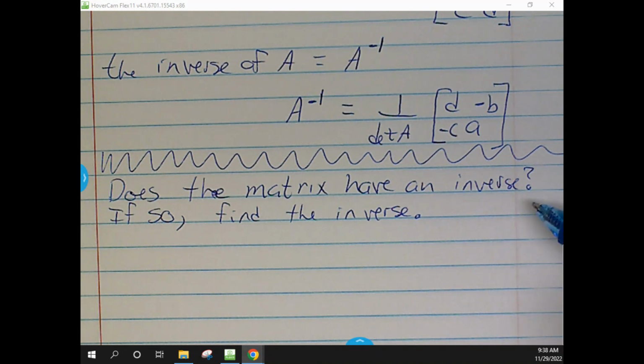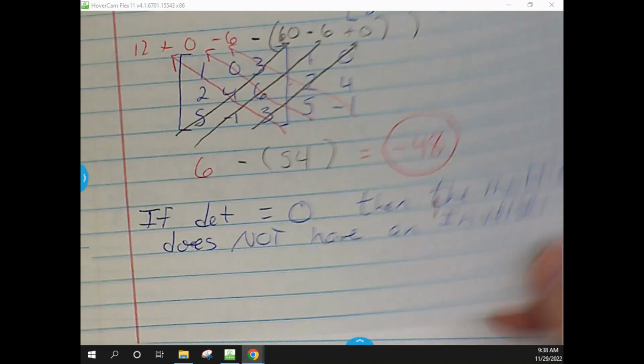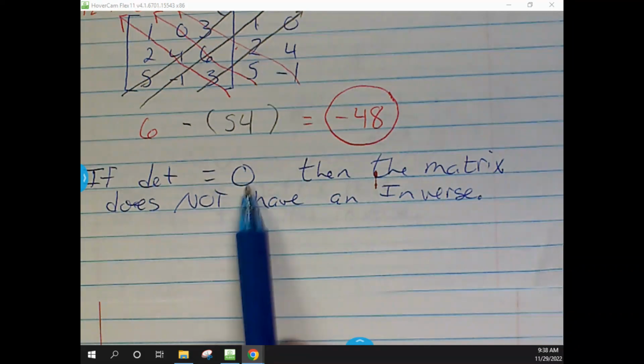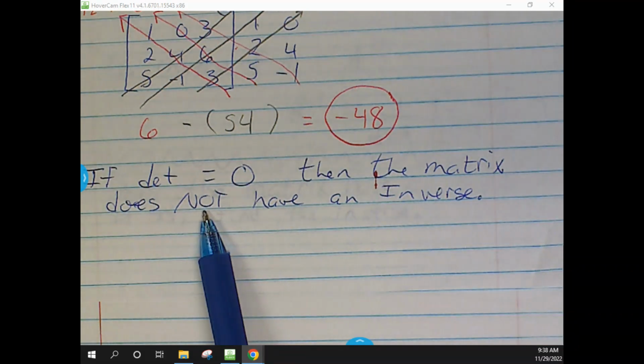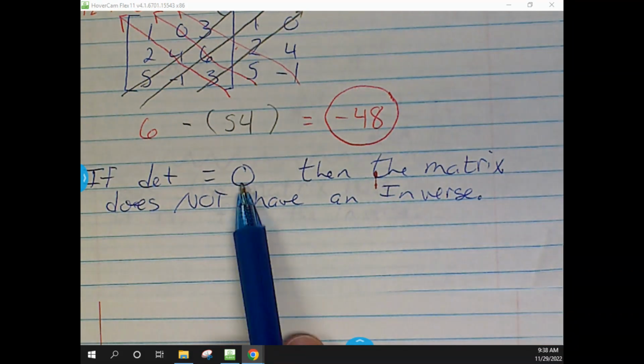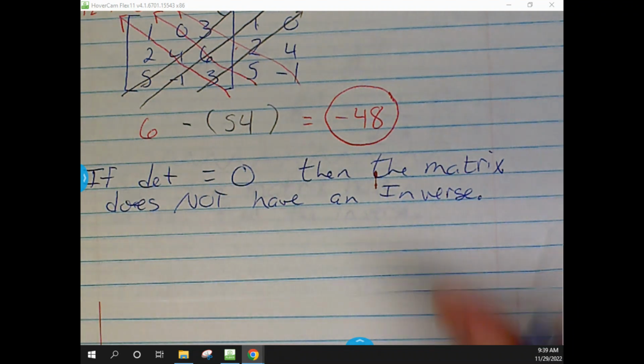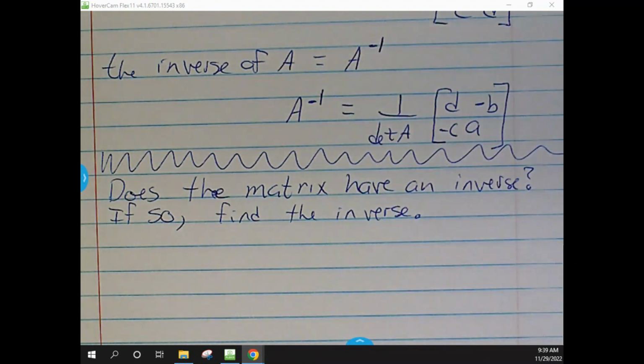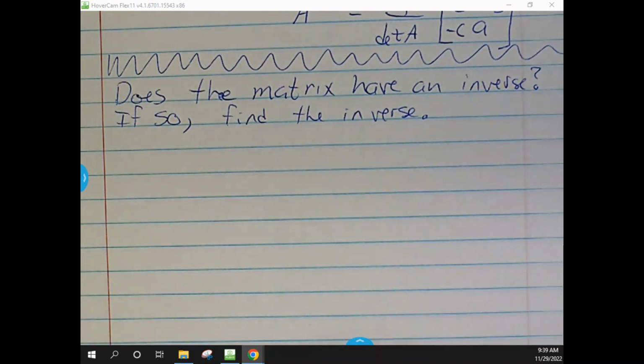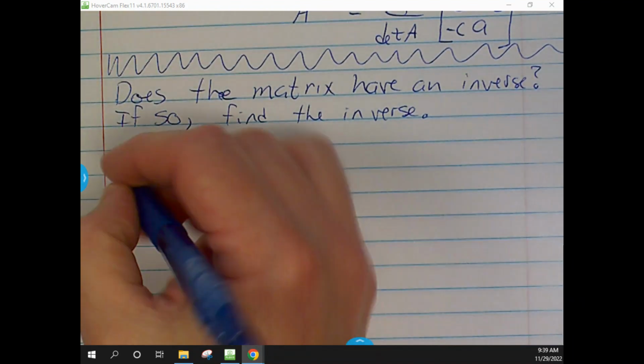Okay, so the answer to the first question, does the matrix have an inverse, is where you have to do the determinant. If the determinant equals 0, it does not have an inverse. Anything other than 0, we're good to go. So if you get 0 when you do the determinant, you stop. There's nothing else you can do. Anything other than that, then we're actually going to go back and find the inverse.